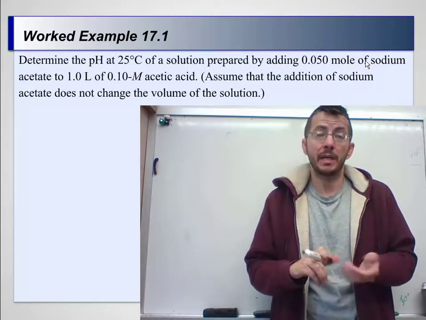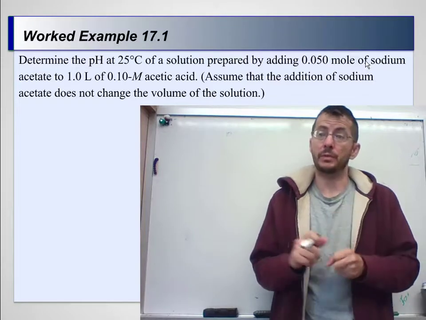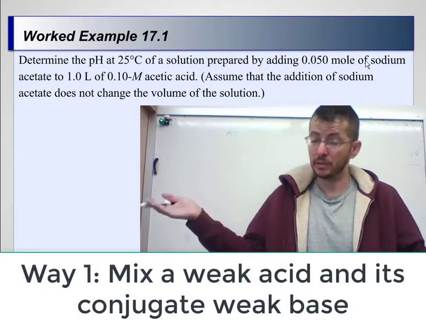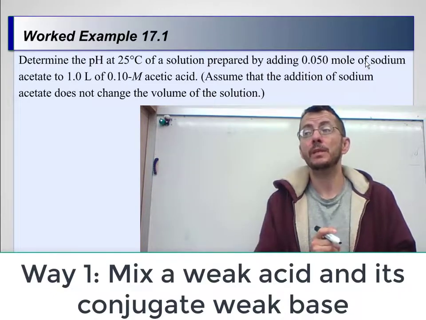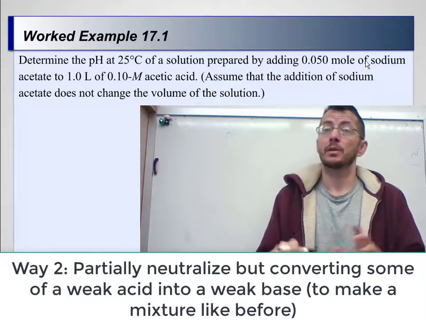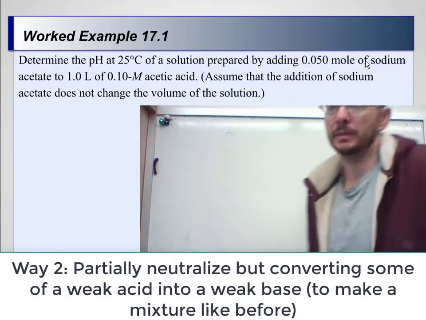So how do we make a buffer? Well, there's two ways to make a buffer. First, you take an acid and you dump in its conjugate base, and voila, buffer. The other way is partial neutralization, like we do with titrations. So let's look at the simplest way.